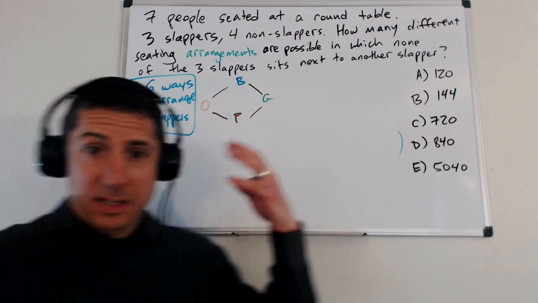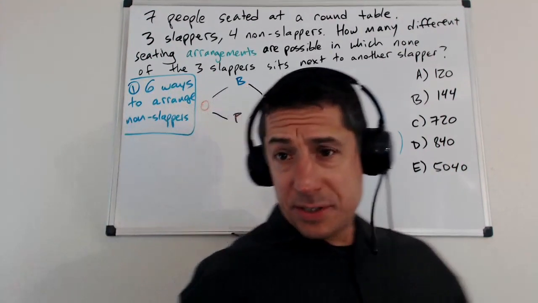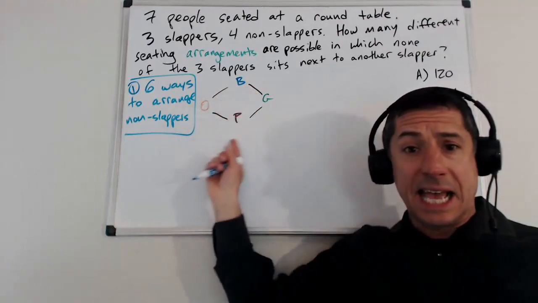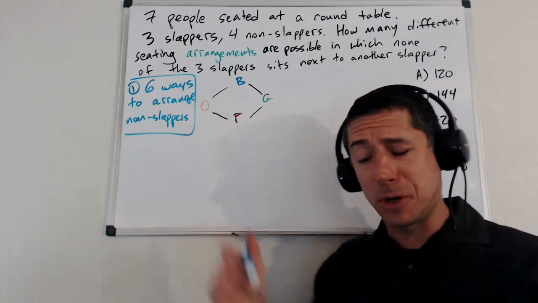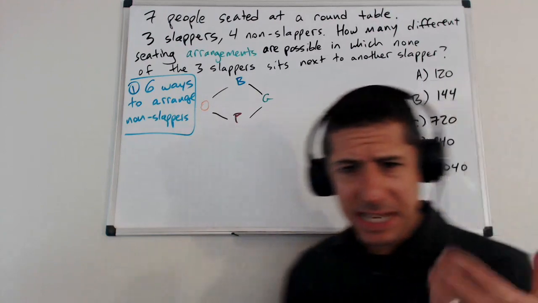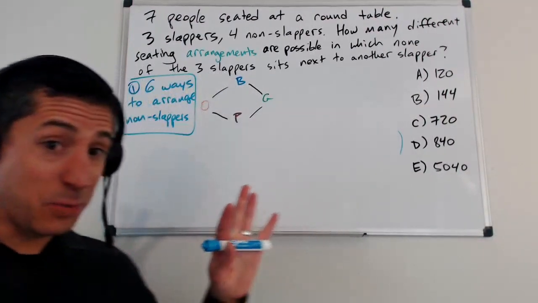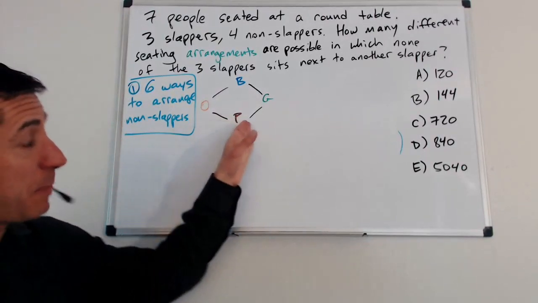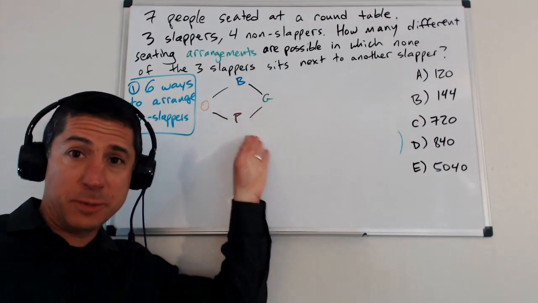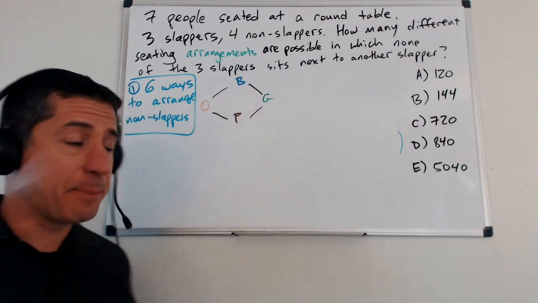Okay. Now I've got to think about those three slappers. Where are they going to go? They're going to go somewhere between these guys. And of course, there are fewer slappers than there are non-slappers, so it gets a little bit funky. The first thing I need to think about, again, this is what I find the most intuitive on this problem, is which spots they go in. Between which pairs of non-slappers do we stick the slappers?